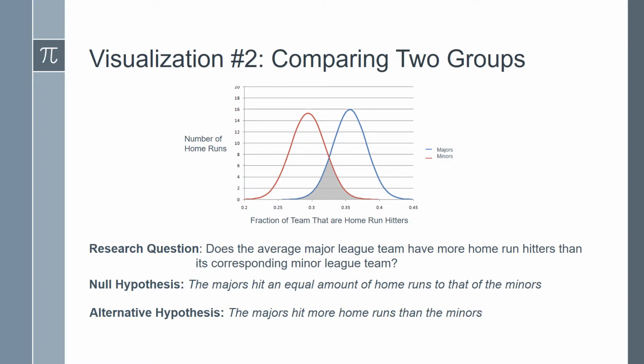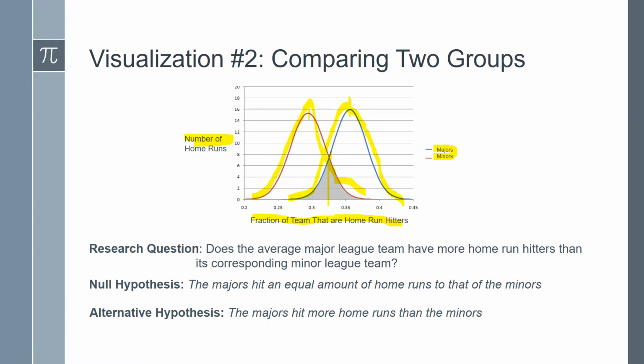Comparing two groups. So in this one, we have two different bell curves where each one has its own mean, and then there's a mean of the two right there. We have the number of home runs and the fraction of team that are home run hitters on the majors and the minors. So the research question is, does the average major league team have more home run hitters than its corresponding minor league team? By looking at this, we would say yes.